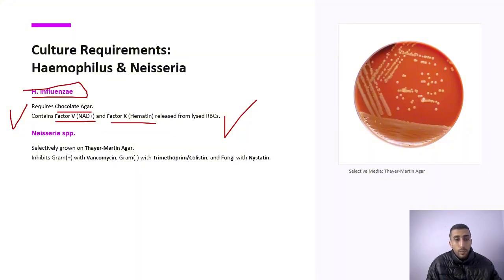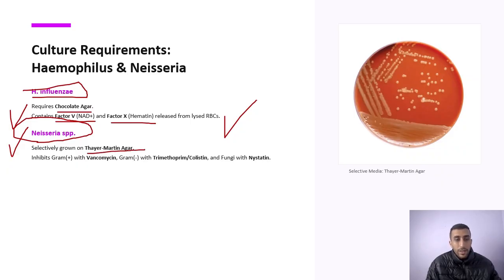You have to memorize chocolate agar and the organism that grows on it, which is Haemophilus influenzae. Another important and very high yield organism is Neisseria. We have Neisseria gonorrhoeae and Neisseria meningitidis. These are the two different high yield Neisseria species, and they are selectively grown on Thayer-Martin agar.